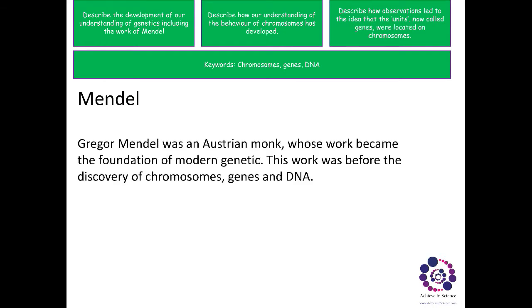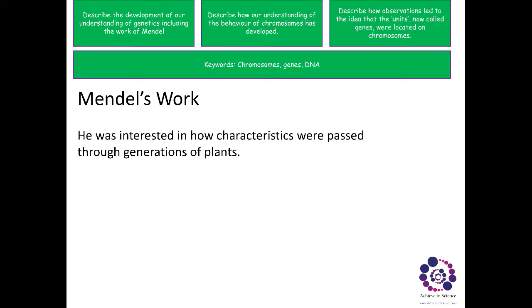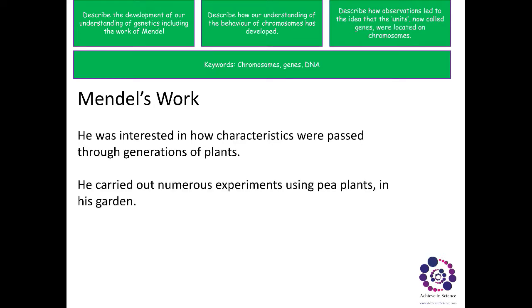Gregor Mendel was an Austrian monk, whose work became the foundation of modern genetics. This was way before the discovery of chromosomes, genes and DNA. He was very much interested in how characteristics were passed on through generations of plants. This work is known as inheritance. He carried out numerous experiments using pea plants in his garden. Let's have a look at the experiments he carried out.